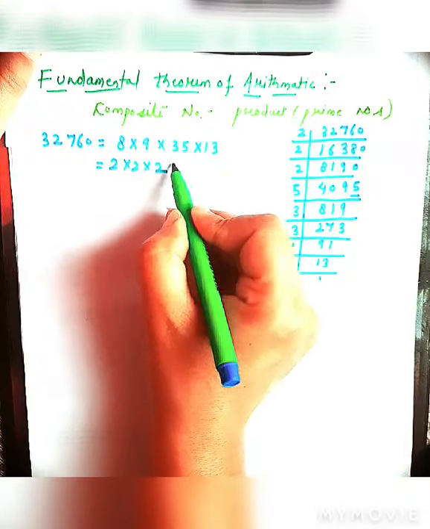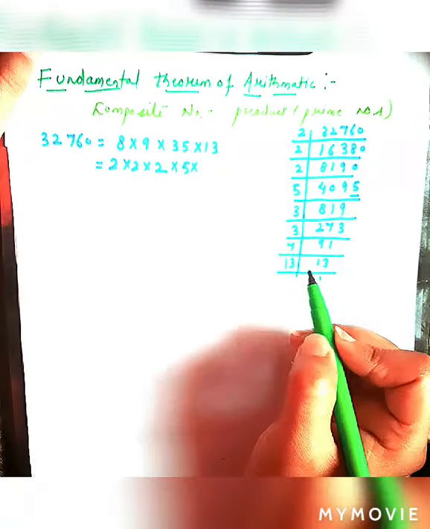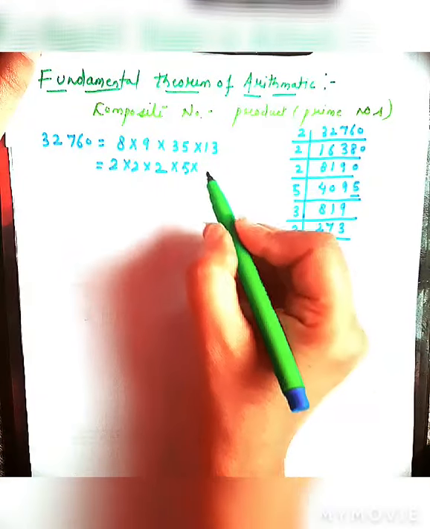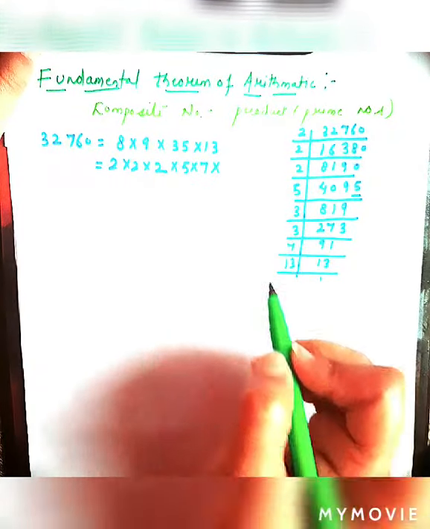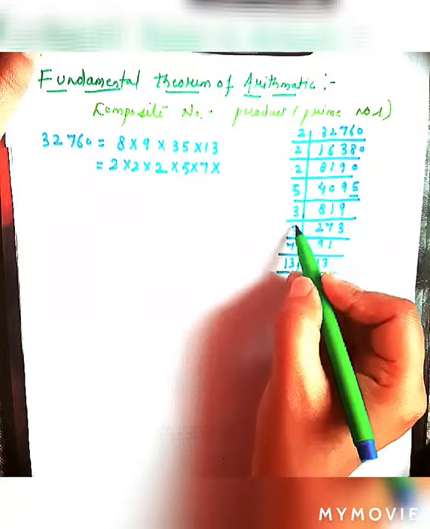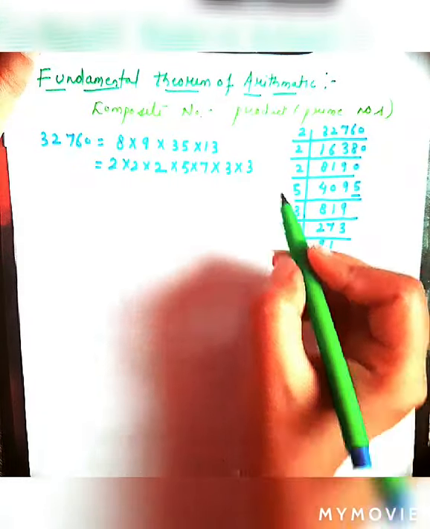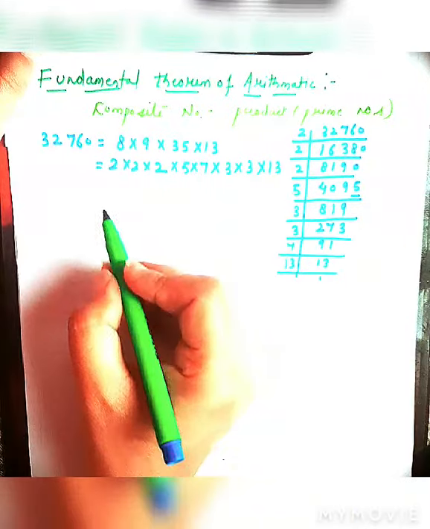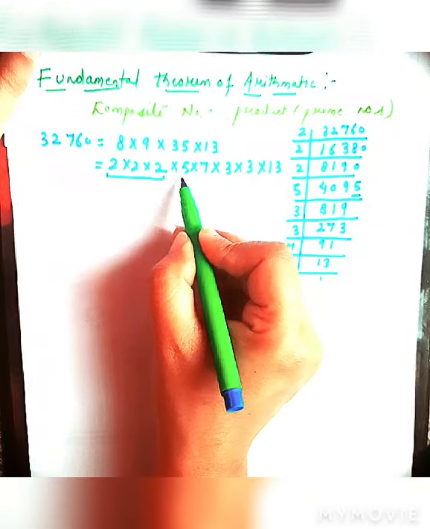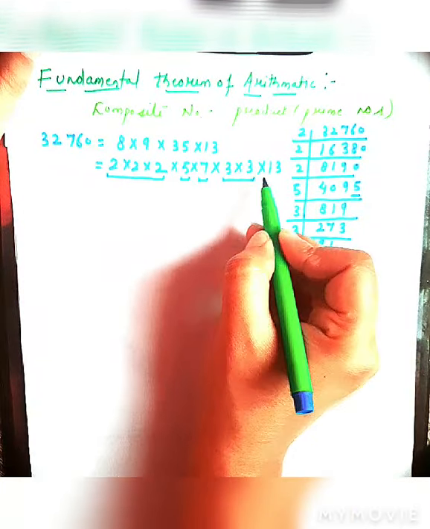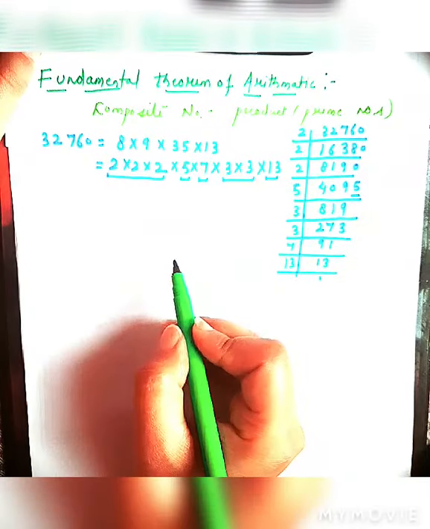Now 5 into 7, 5 7s are 35. Then 3 into 3, 9. Then lastly 13. Fine, so these are prime numbers, all these are prime numbers.